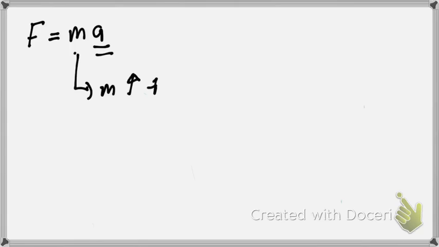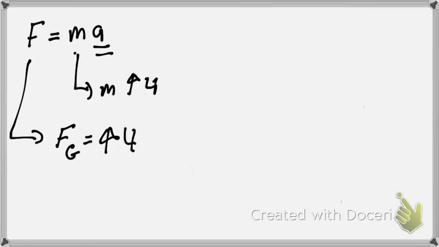So we have force, and we have mass and acceleration. Okay, acceleration is always constant. Let's just say that acceleration is constant, but what happens is mass increases by 4. Well, what's going to happen to our force? Well, our force will increase by 4 times too.